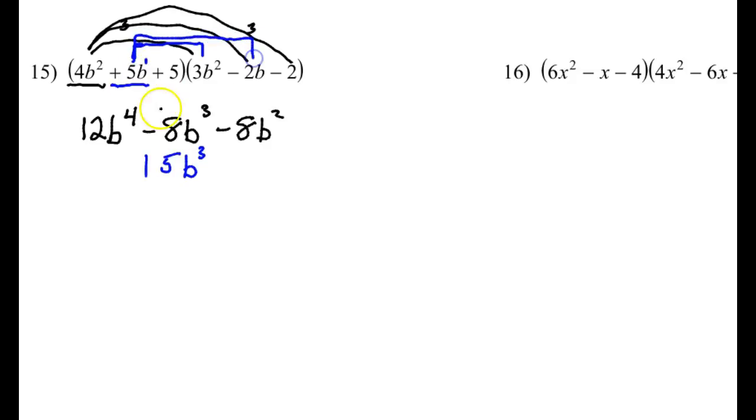5b times negative 2b. So 5 times negative 2, negative 10. b times b is b to the 2nd. So again, always making sure these are the same variables and same exponent. And lastly, we have 5b times negative 2. So negative 10b. Okay, two-thirds of the way done. We have one more set of 3 to go.